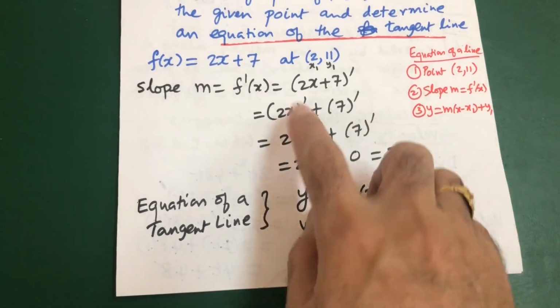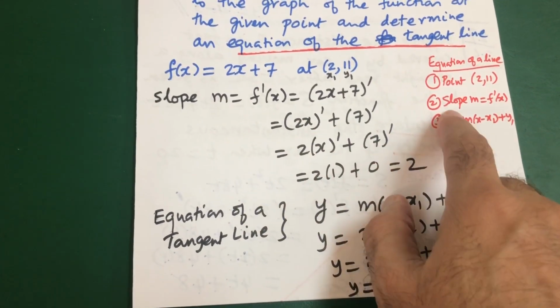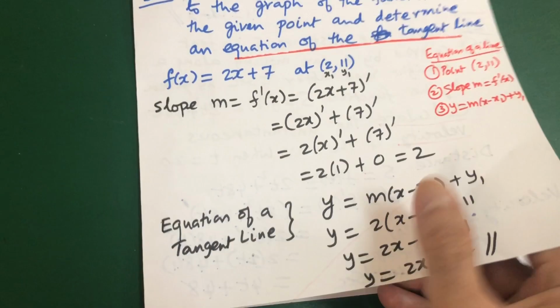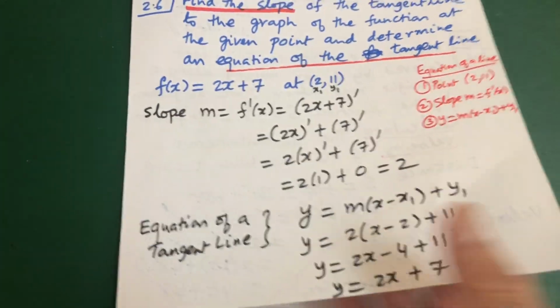So find the derivative, get the slope. Earlier, how did we find the slope? We used (y1 minus y2) over (x1 minus x2), something like that. Now there is no need; simply find the derivative, get the slope.